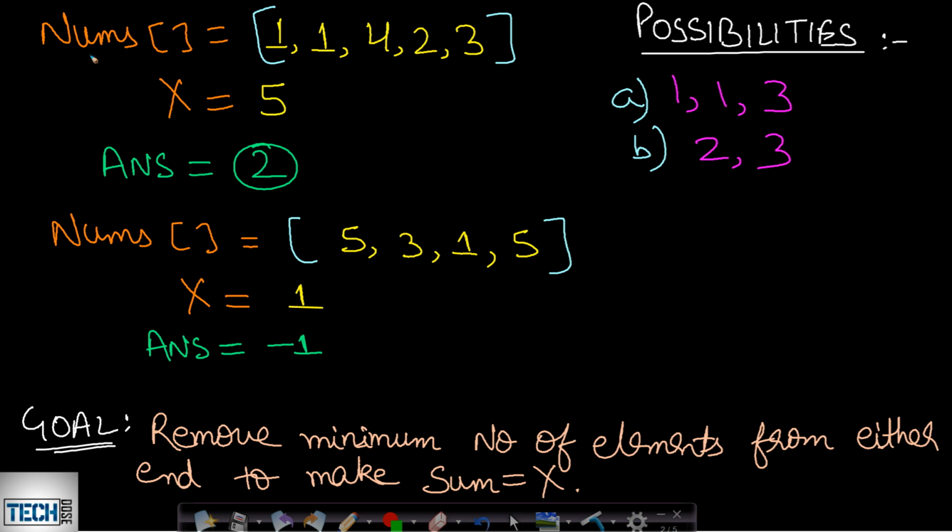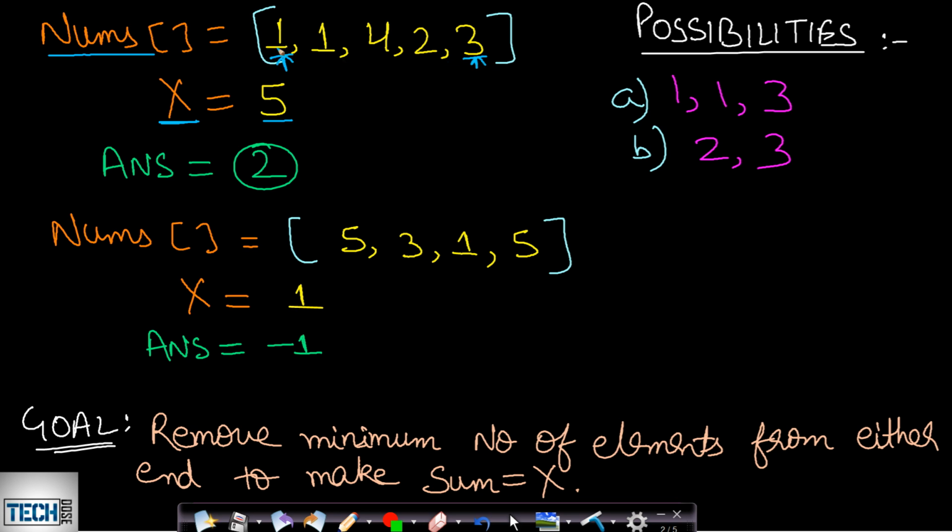Well, in this example, let us assume that this is our numbers array, which is 1, 1, 4, 2, 3, and this is our given number x, which is 5. Now we want to remove the numbers either from the left end or from the right end one by one, so that if we keep subtracting it from this number x, then x should go to 0, and this we need to do in the minimum number of steps. So initially you have two options, either to select this 1 or this 3.